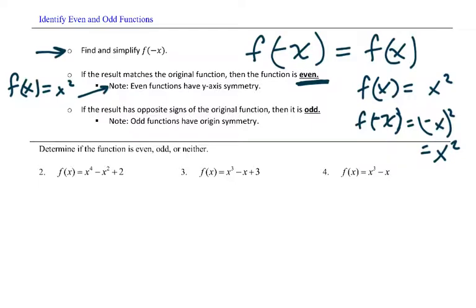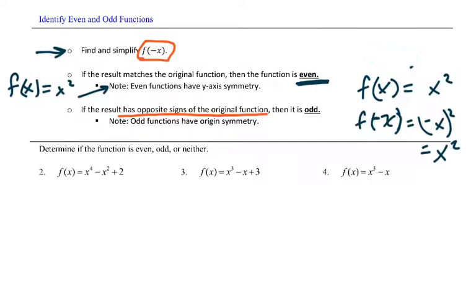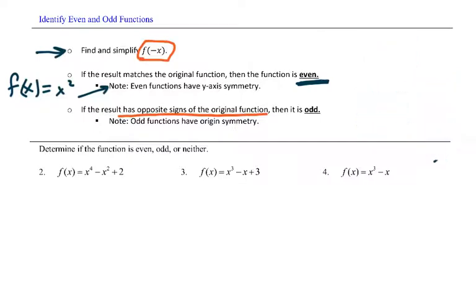So now we're going to look at odd functions. When you find and simplify f of negative x, if your result has the opposite sign of the original function, then it is odd. So I'm going to do an example in red where you can see where that happens. Note that odd functions have origin symmetry. So that's where it's reflected over the x and y, and we'll give you the original graph.